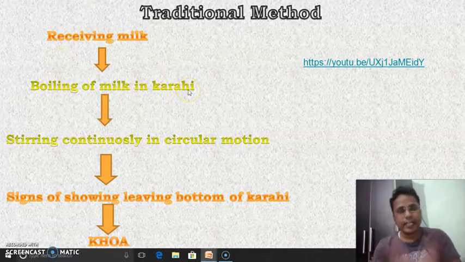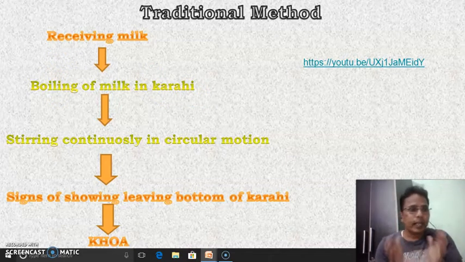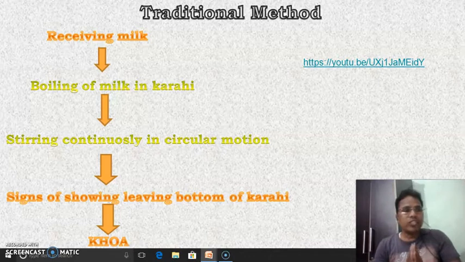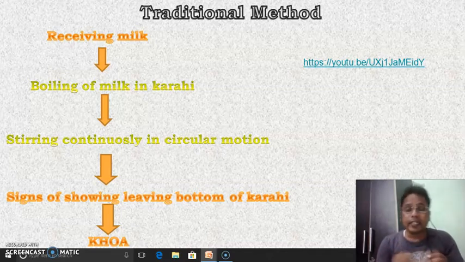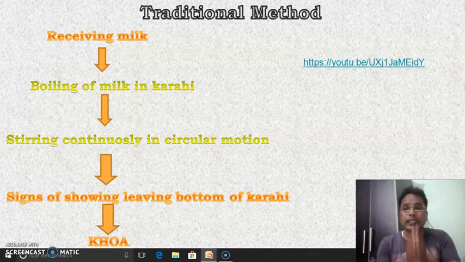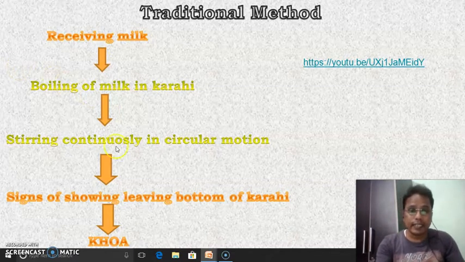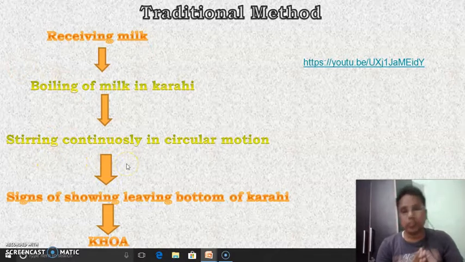It is taken in the karai, then it is boiled in the karai. And the milk is stirred vigorously and constantly with a circular motion. So when milk is vigorously stirred in circular motion, what will happen? The maximum moisture will evaporate. So the third stage is stirring continuously in circular motion.